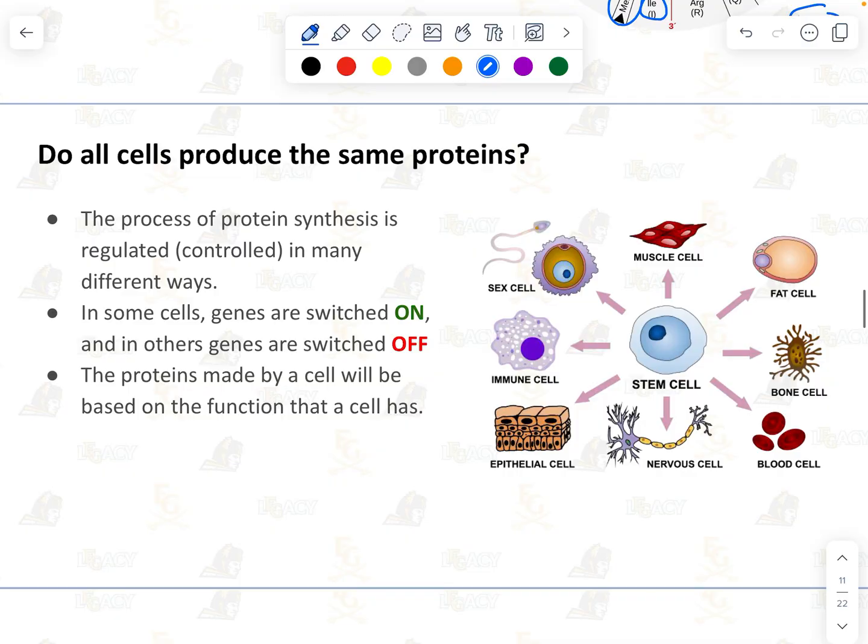And so do all cells produce the same proteins? So the process of protein synthesis is regulated or controlled in many different ways. And so in some cells, genes are switched on. And in other cells, the genes might be switched off. And so the proteins that are made by a cell will be based on the function that a cell has.